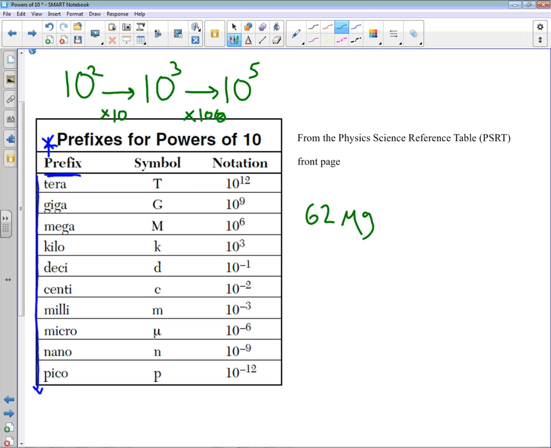And what is that symbol? This symbol right here. We come over and we take a peek. We say, oh, there it is right there. It stands for micro. And what does micro mean? It says 10 to the minus 6.